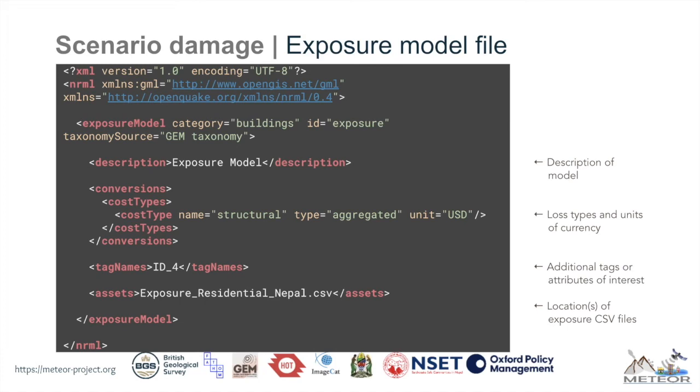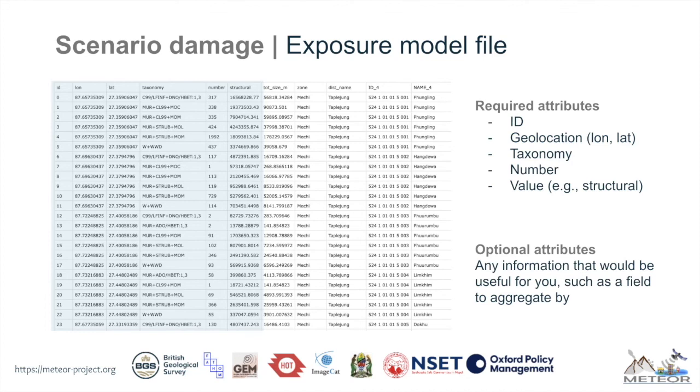Lastly, we reference the exposure CSV file or files under the assets tag. Here's an example of that exposure CSV file. In this file, you can have many attributes if you choose, but some attributes are required.